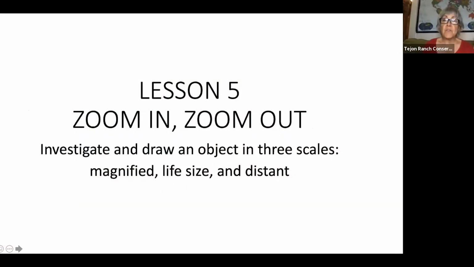So let's get started. When you fill in your table of contents, you're going to write Zoom In, Zoom Out. That's the title. In this, we are going to study a subject at 3 different scales: life size, magnified, and then zoomed out way far away.